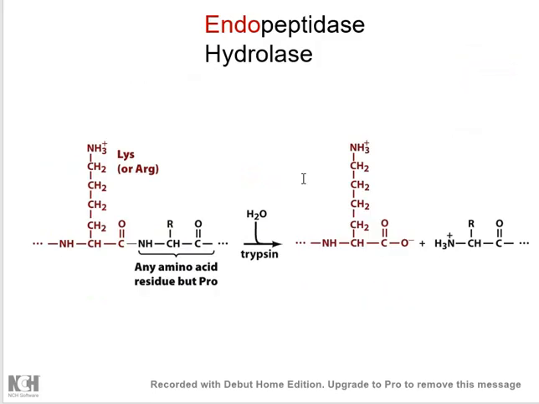For example, trypsin hydrolyzes the amide bond after lysine and arginine residues, and the reaction is shown here. So basically water hydrolyzes this bond. Serine proteases are endopeptidases, which means that they cleave an internal bond in the peptide chain rather than removing amino acids one by one from the N or C terminal, as exopeptidases do.